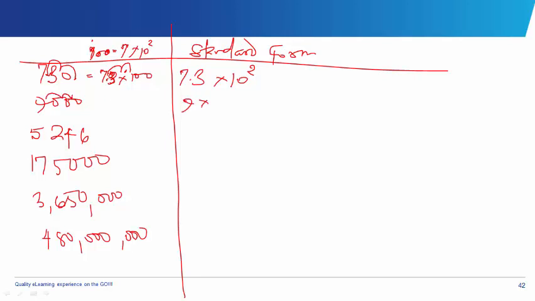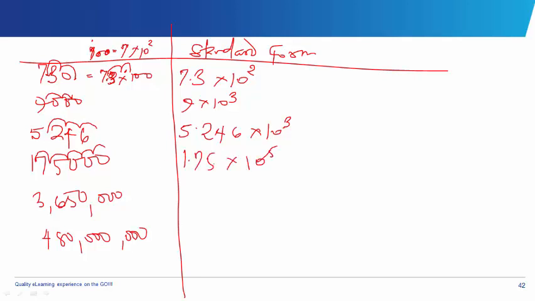For 9,000, counting 1, 2, 3, it'll be 9 times 10 raised to the power 3. And 5,246 will be, counting 1, 2, 3, 5.246 times 10 raised to the power 3. Then 175,000, counting 1, 2, 3, 4, 5, is 1.75 times 10 raised to the power 5. When you're expressing it this way, you leave the zeros out because they don't have any value. So I won't put 0, 0, 0 here. It's not necessary.